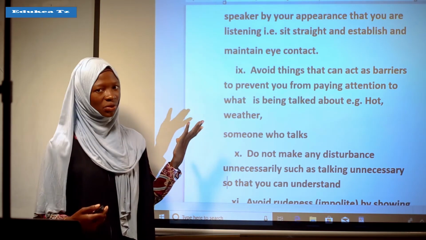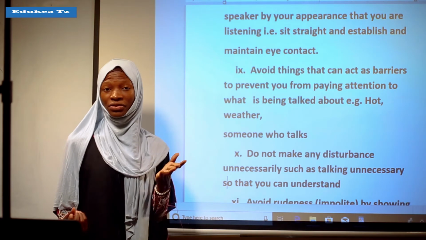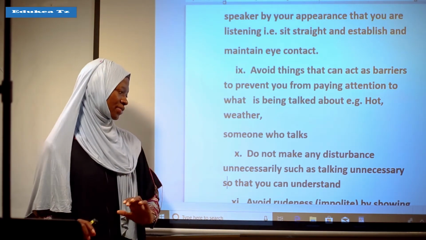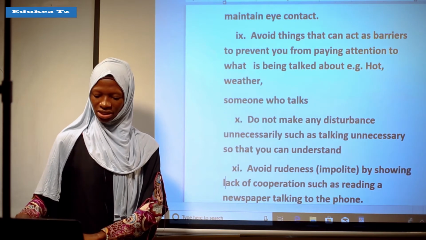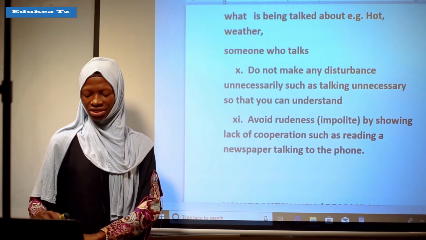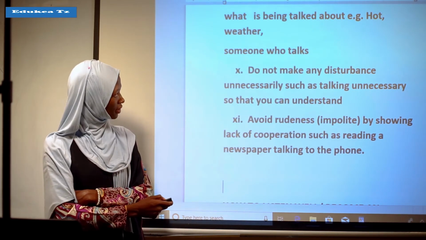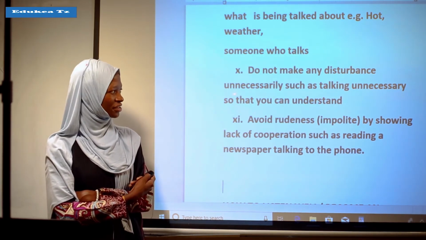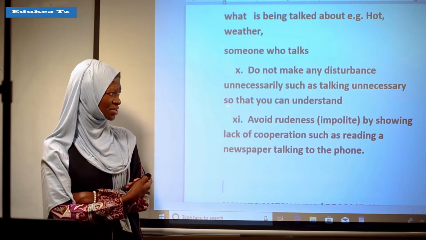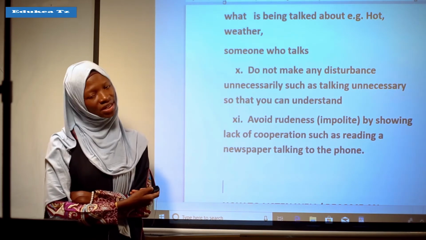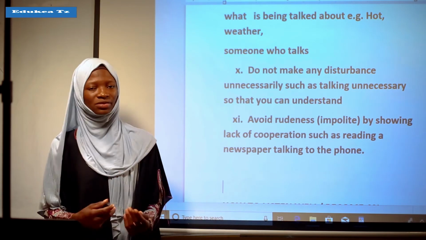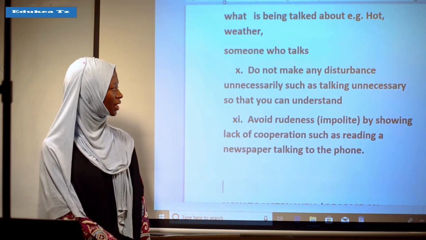If someone is talking nearby, just try to ignore him or her. The 10th point is do not make any unnecessary disturbance, such as talking unnecessarily, so that you can understand. Do not make any disturbance. Don't talk while the speaker is talking. That is sure and clear.